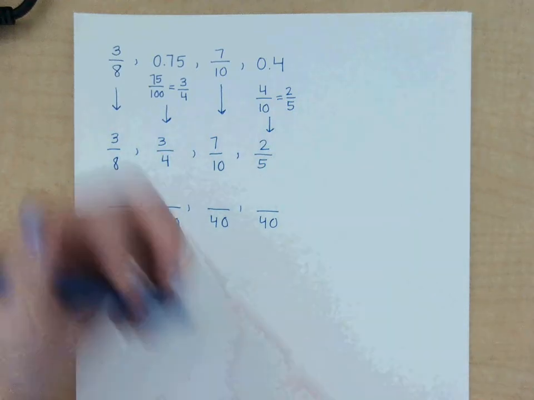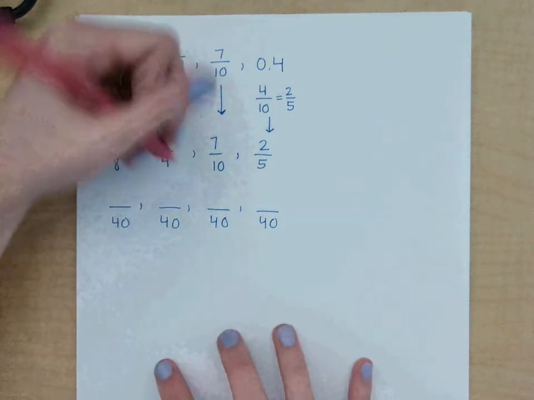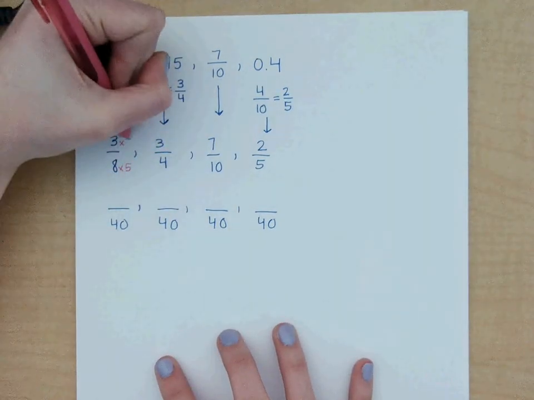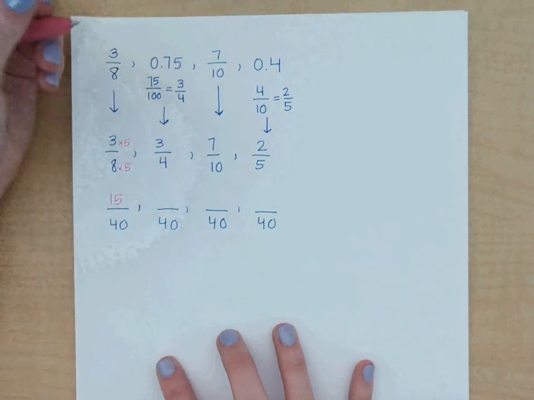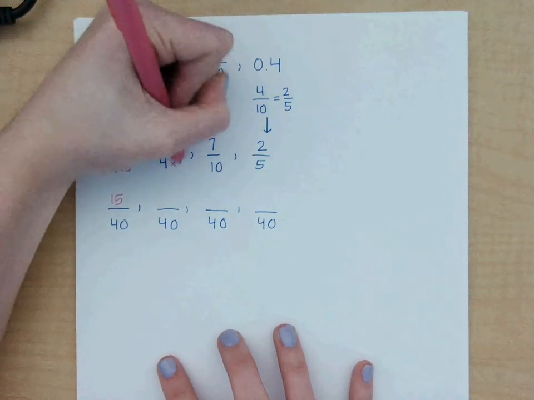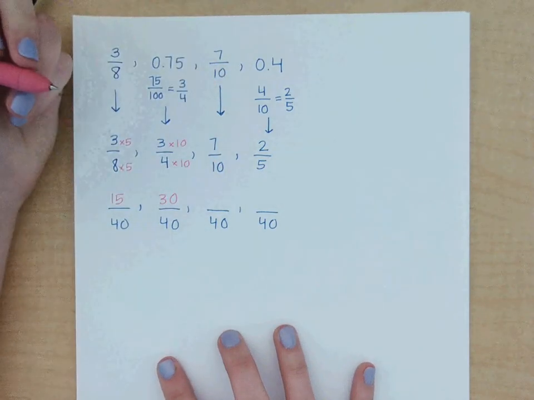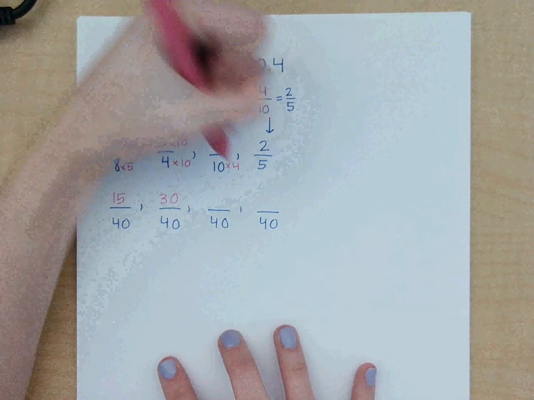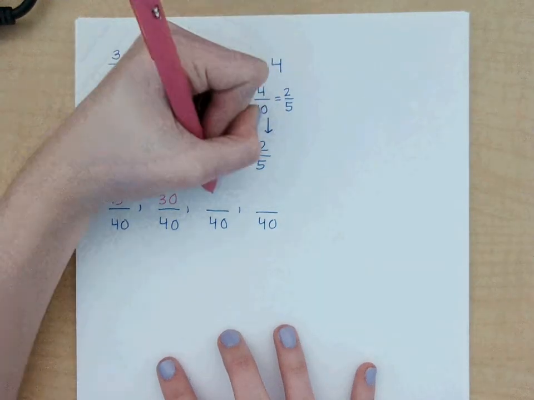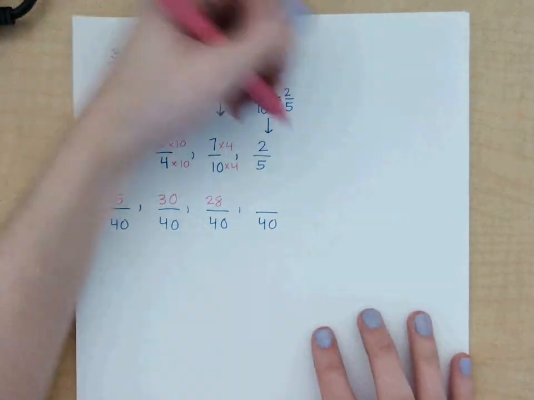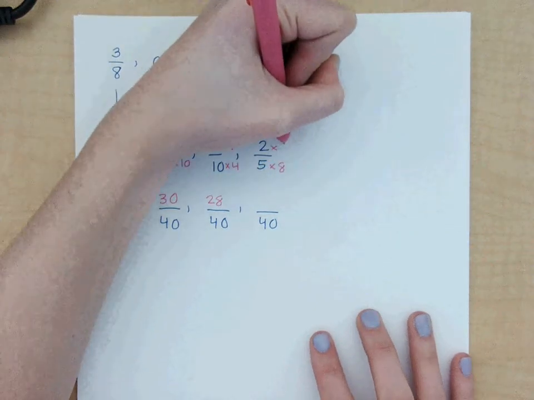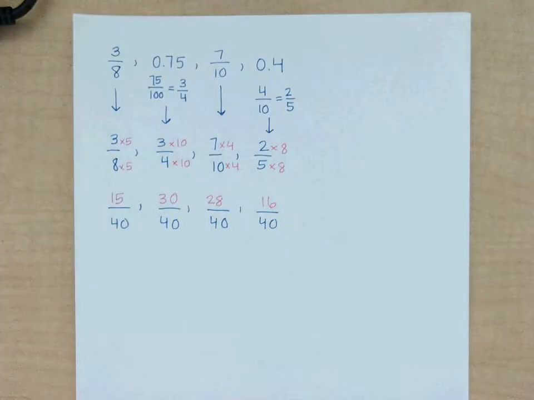Alright, so we know that 8 times 5 is 40. 3 times 5 would give us 15. We know 4 times 10 is 40. 3 times 10 would be 30. I know 10 times 4 is 40. 7 times 4 would give me 28. And then 5 times 8 is 40. 2 times 8 is 16. Now that they're all in the correct form, same denominator, now we can put them in order.